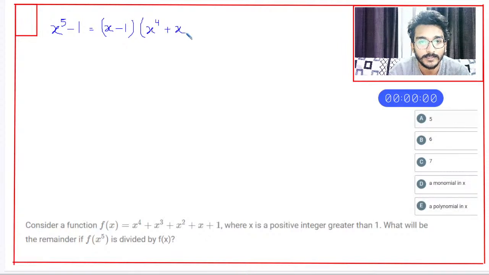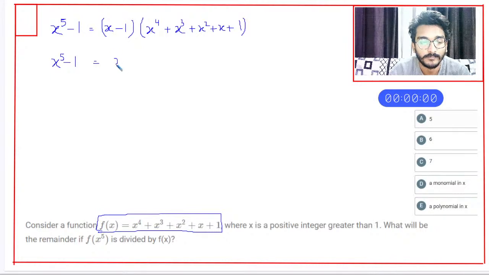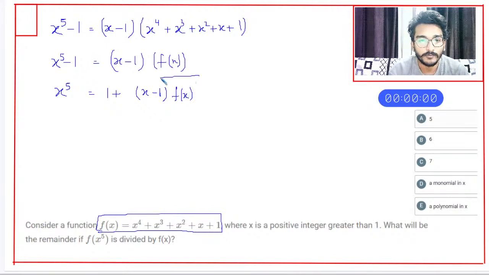There is x^4, there is x cube, there is x square plus x plus 1. And the same thing has been given to us, which is the function f(x). That is why I have done this step, which is f(x). So x^5 equals 1 plus (x minus 1) times f(x). So this is, first of all, our relation.